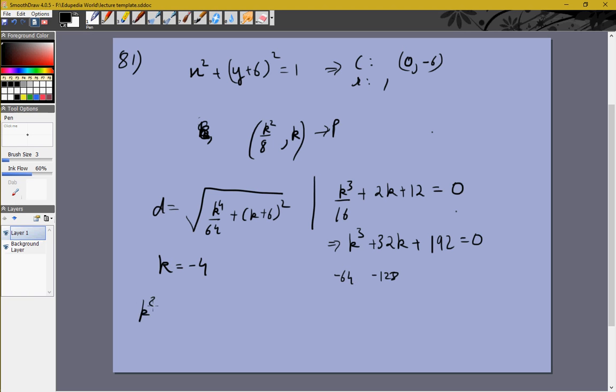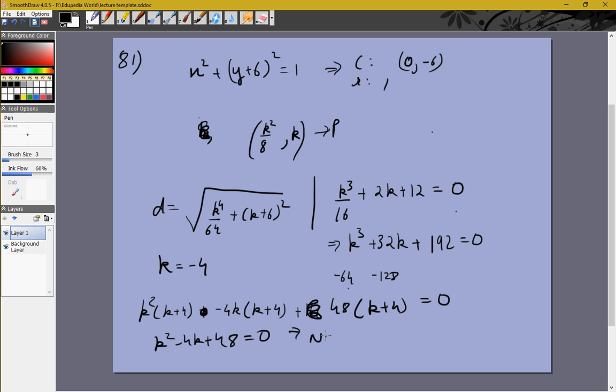That means k squared times (k plus 4), minus 4k times (k plus 4). Now we have plus 16k, we need plus 32k. So plus 48 times (k plus 4), and 48 into 4 is 192. This is 0, which means the other equation is k squared minus 4k plus 48 is 0, and since the discriminant is negative, there is no other solution.